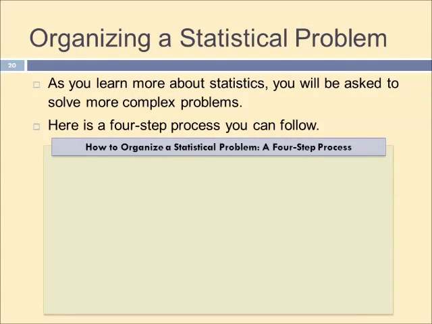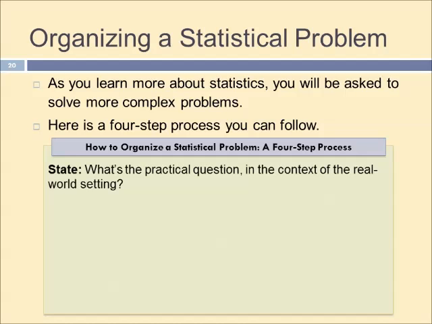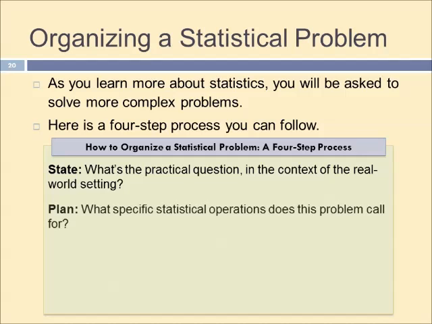Now we'll talk about, in general, how we'd organize a statistical problem. So I'll be asking you to do some more complex problems. There's a 4-step process here that can be applied to many statistical problems, and I'll do an example of that in a minute. So we begin by stating: what's the practical question in the context of the real world setting? So what do you want to know about? And we state that as precisely as we can.